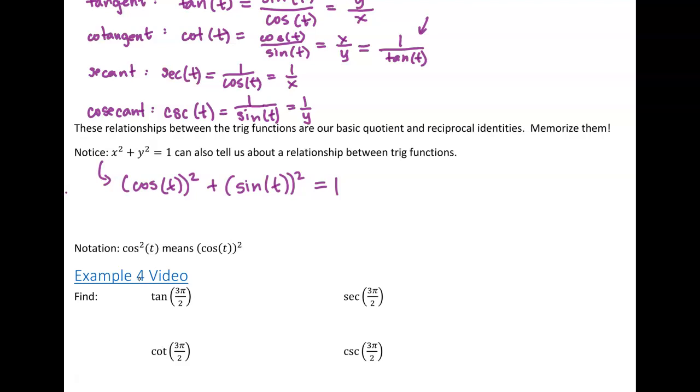When we're writing trig functions, we often have powers involved. So we have kind of a shorthand. It saves us some parentheses. We put the power right next to the trig function name. So when you see cosine squared of t, that means that you're taking the cosine of t and squaring it. And when you see sine squared of t, that means you're taking the sine of t and then squaring it.